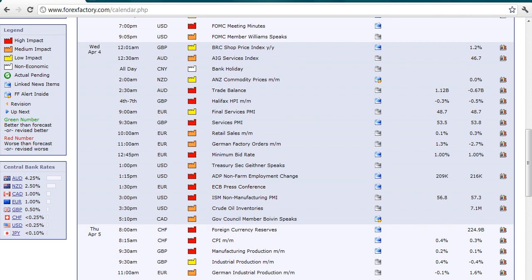And back to the Eurozone, we have the ECB press conference. So will Draghi be hawkish or will he be dovish? Very, very interesting that will be. And at 3 PM we have some further very important US data, the ISM non-manufacturing PMI data forecast at 56.8. Previous month was 57.3, so a little downbeat forecast there.